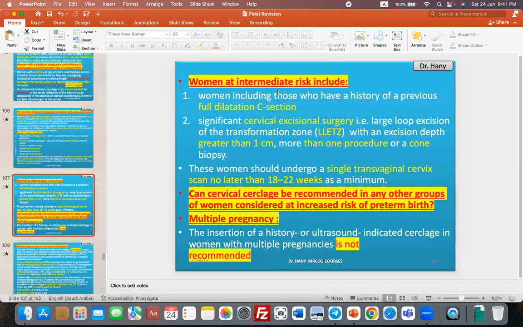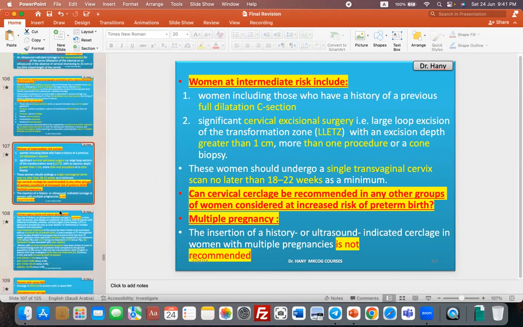Women at intermediate risk, with previous cesarean section at full dilatation or 2 LEEPs, should undergo a single transvaginal ultrasound scan no later than between 18 and 21 weeks. Cervical cerclage is recommended in any of the groups of women considered at increased risk of preterm labor. So in the question, I will do cerclage at 14 weeks. What's the problem?